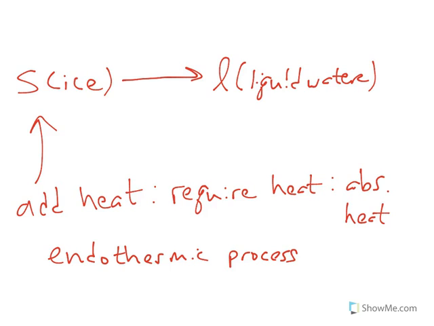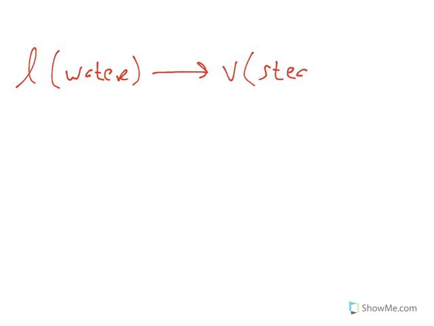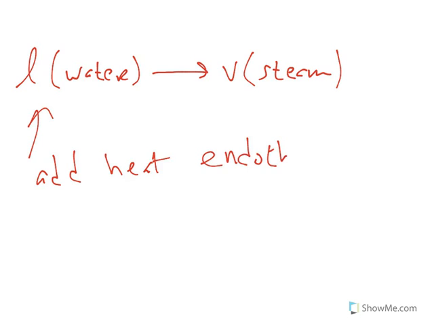All right, cool. So let's take it a step further. Let's go from liquid water to vapor, or steam. All right. Well, if you want to do this process, this is boiling. All right. We're going to have to add heat here. So this process would be endothermic.